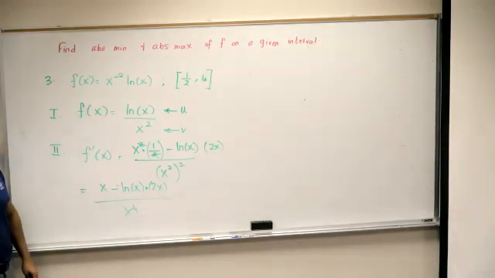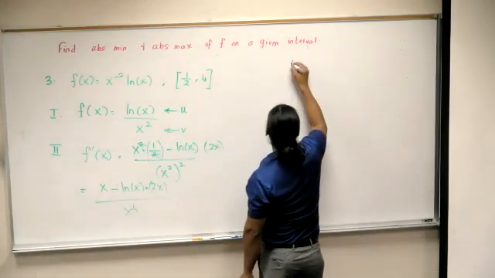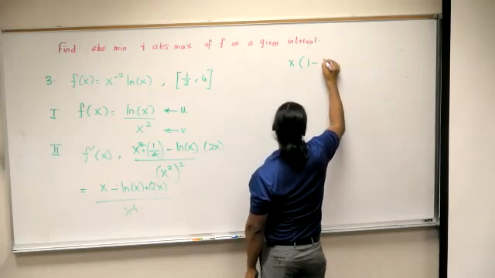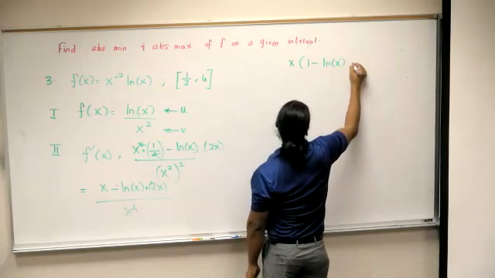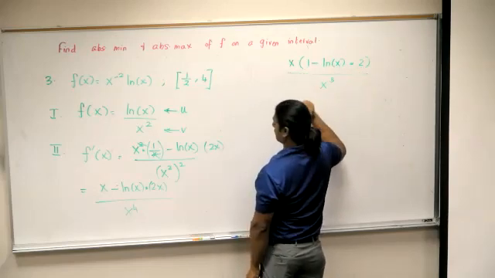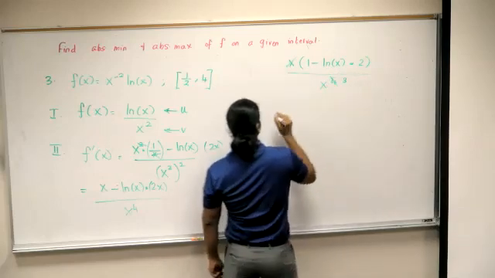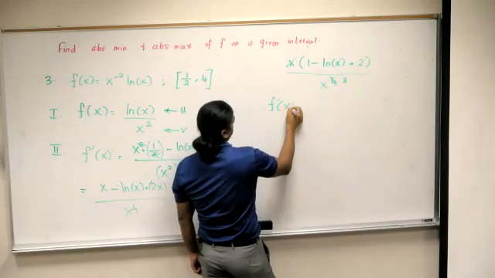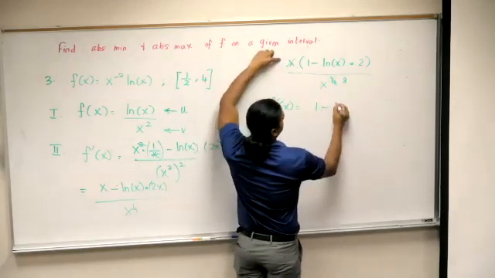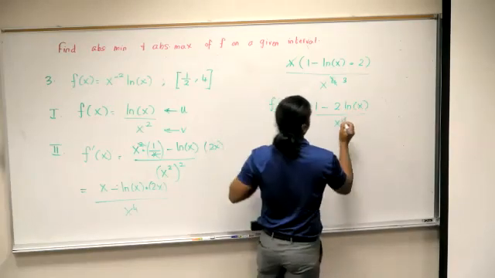What do I have in common in the numerator? An x is in common. So if we take that x out, I'll have 1 minus ln of x multiplied by 2 divided by x raised to 4. My brain's going one step ahead. So the final answer would be (1 minus 2 ln of x) over x cubed.